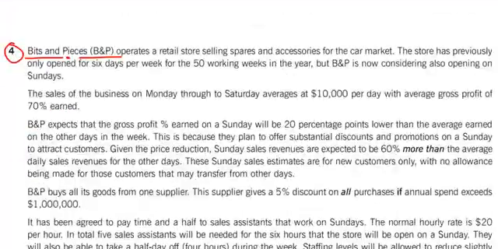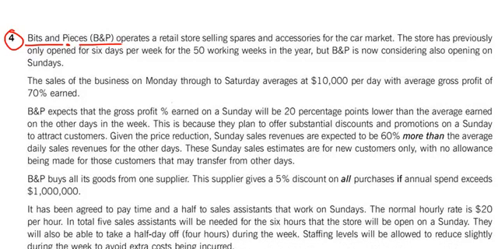So once you have an idea of what you need to answer, you can now go back to the question and try to read through it. Let's briefly look through the question. Remember, we're trying to identify the additional costs and the additional revenues. They're telling us there is a store which has been opened for 6 days per week for 50 working days, but we want to open on Sunday. We've been told that daily sales are about 10,000 and we have a margin of 70%.